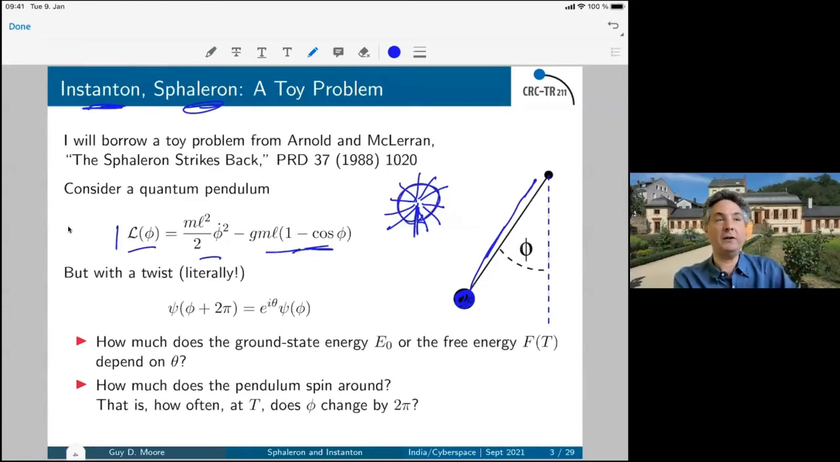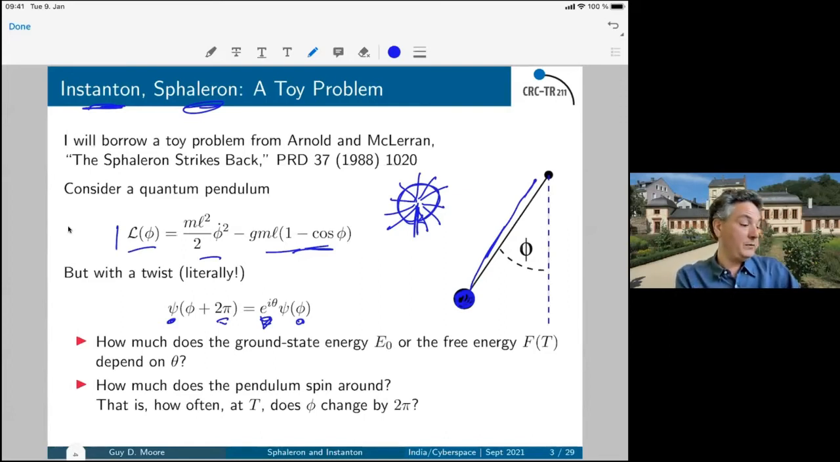And so there's a phase e to the i theta associated with the periodicity of the wave function in terms of this periodic variable. So when you come 2 pi around, does the wave function match or does it differ by a phase? And we're used to thinking about these phases, theta equals 0 being bosons and theta equals pi being fermions. And in some settings that's correct. And in this setting, this phase can be anything you want.